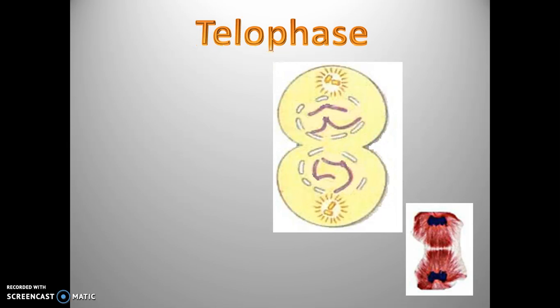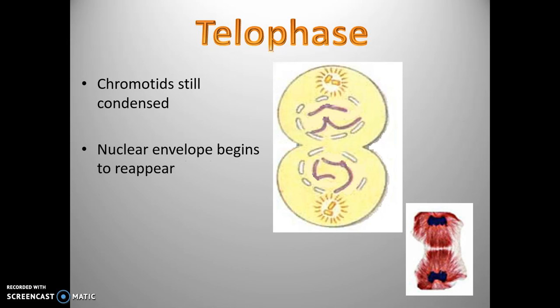Okay. Next, we have telophase. Telophase, we're getting near the end. Okay, we still have our chromatids condensed like little wormies, but our nucleus is starting to come back. Notice the polka dotted line. Okay, the nucleus is coming back, but now we're going to have two of them. Okay, because we're starting to make two cells.